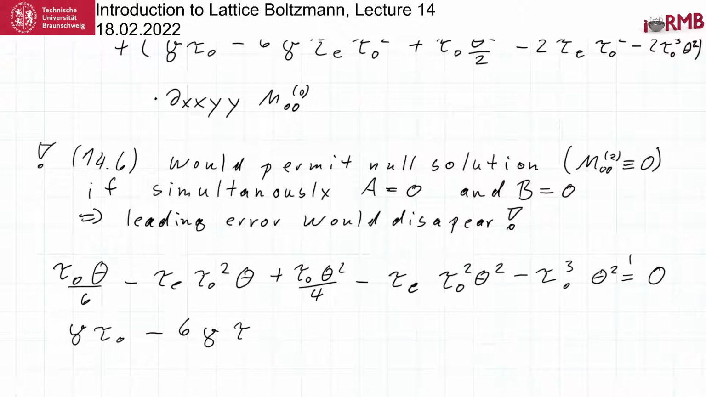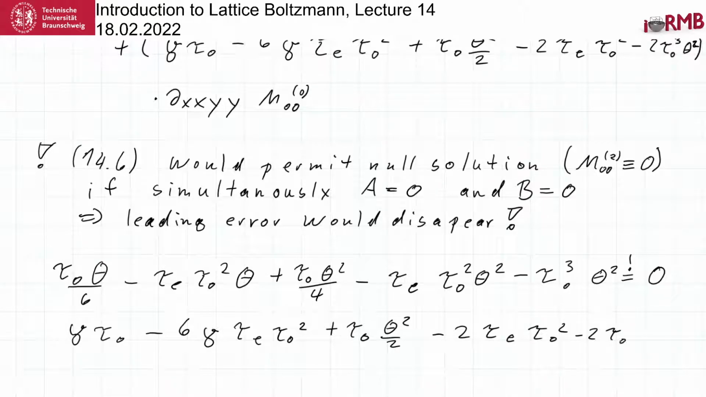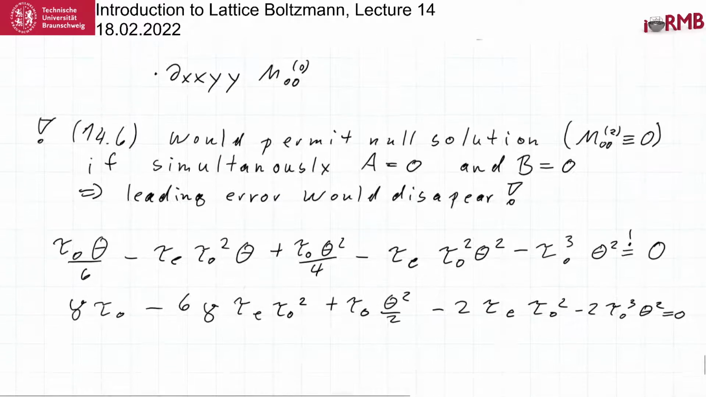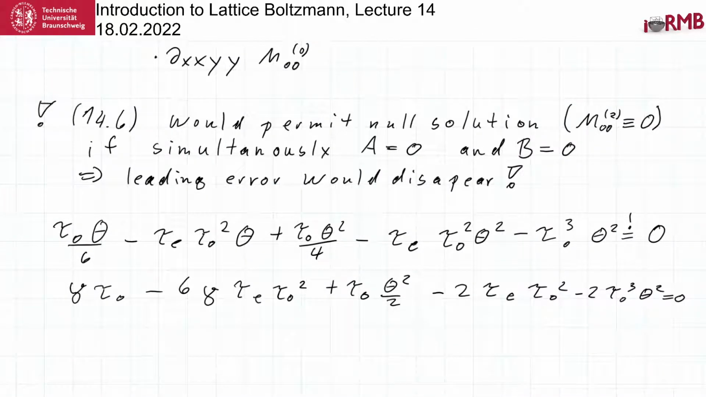So the other equation, so this should be 0, and at the same time, gamma tau odd minus 6 gamma tau even tau odd square plus tau odd theta square half minus 2 tau even tau odd square minus 2 tau odd cube theta square is equal to 0. Now we have to solve this. So what do we want to solve it for?